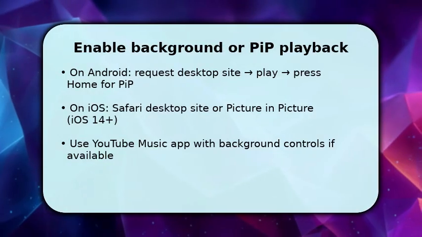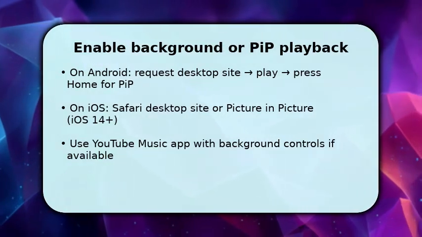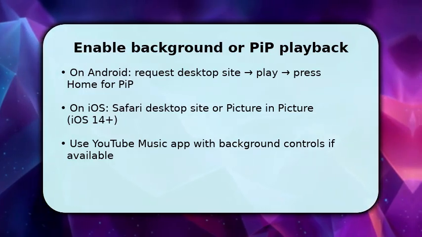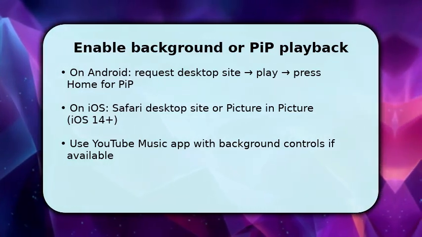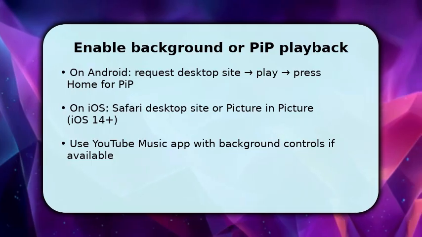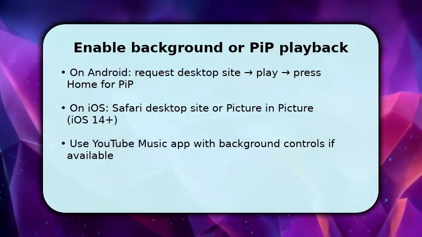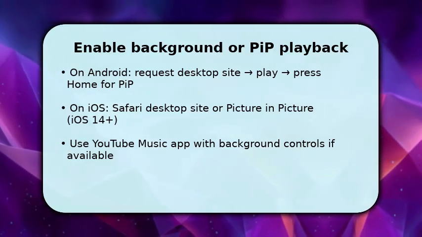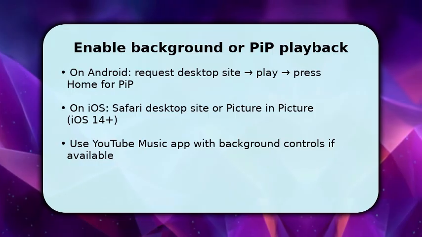On Android, open Chrome, request desktop site, play the video, then press home to trigger picture-in-picture or let audio continue in background. Make sure PiP is enabled in settings. On iOS, use Safari, request desktop site, start playback, then swipe up or press home. iOS PiP or lock screen controls can keep audio live.